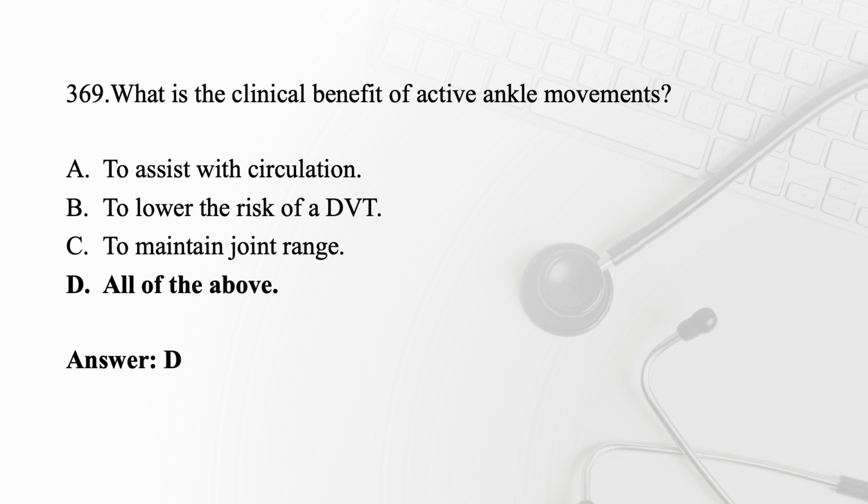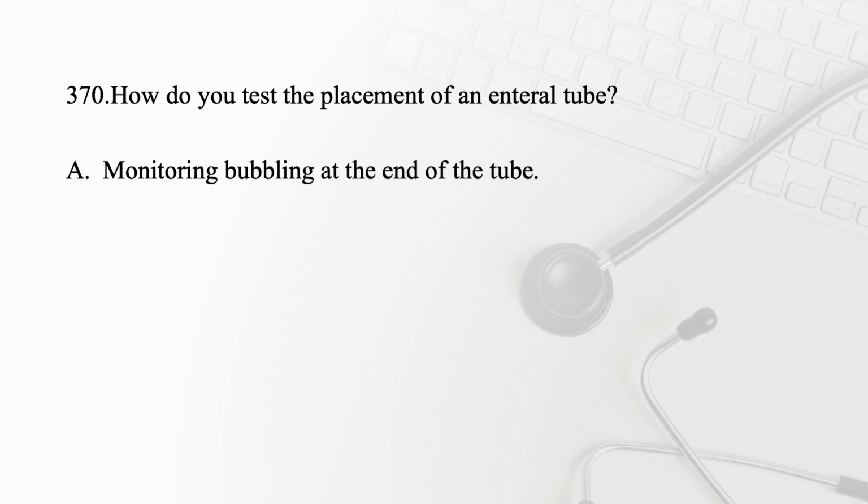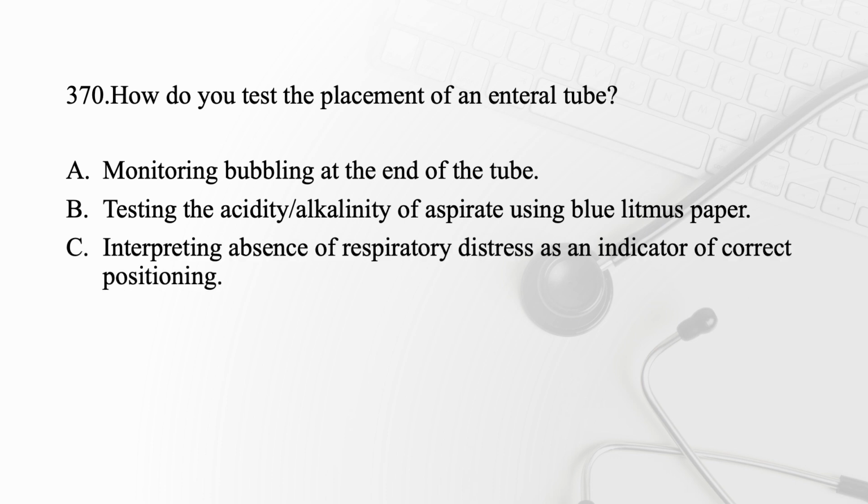All of the above. Question number 370. How do you test the placement of an enteral tube? Option A. Monitoring bubbling at the end of the tube. Option B. Testing the acidity-alkalinity of aspirate using blue litmus paper. Option C. Interpreting absence of respiratory distress as an indicator of correct positioning. Option D. Have an abdominal X-ray. The correct answer is option D. Have an abdominal X-ray.